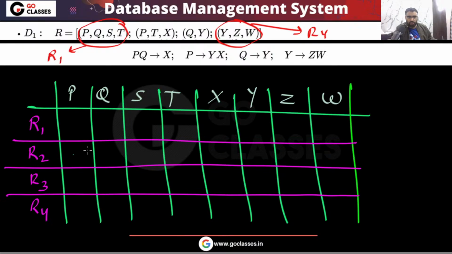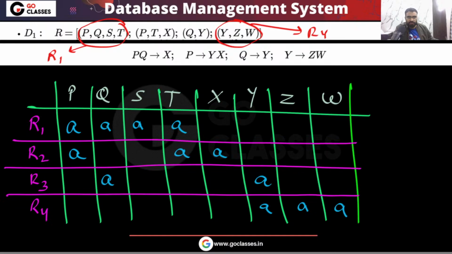You can see for every sub-relation, under its attributes, we will put the A entries. R1 has PQST, so I will put A entries like this here. Next, R2 has PTX. R3 has QY. And R4 has YZW. Okay, so now what will we do?